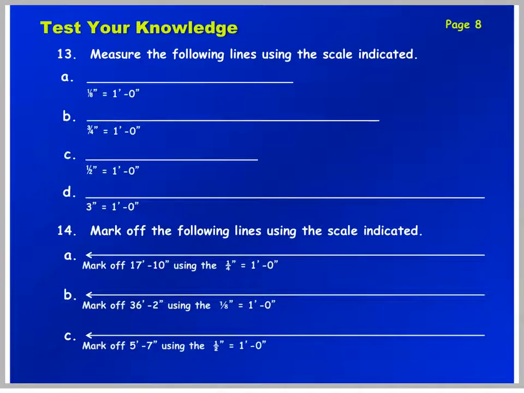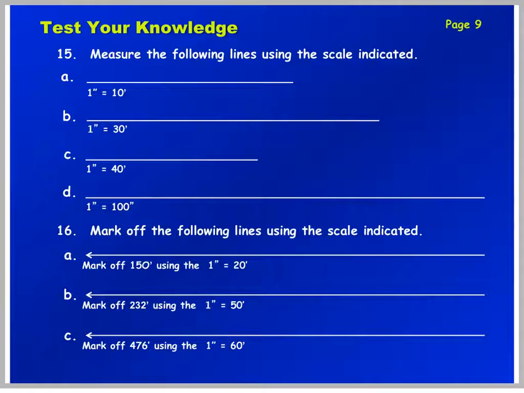Page 8, number 13. Measure the following lines using the scales indicated, meaning eighth inch equals a foot, measure this line. Quarter inch equals a foot, measure this line. On down here for 14, mark off the following lines using the scale indicated, meaning I want you to mark off 17 foot 10 using the quarter inch scale for a foot, starting here, going this direction.